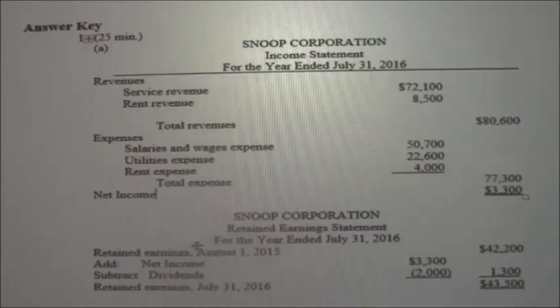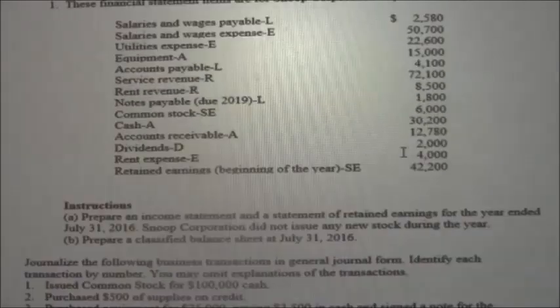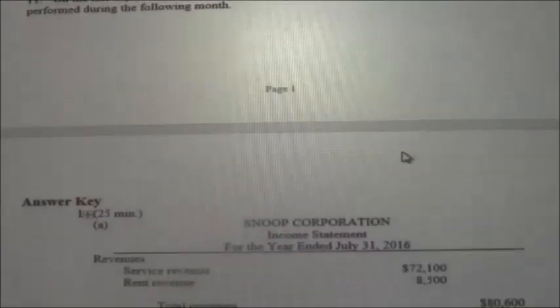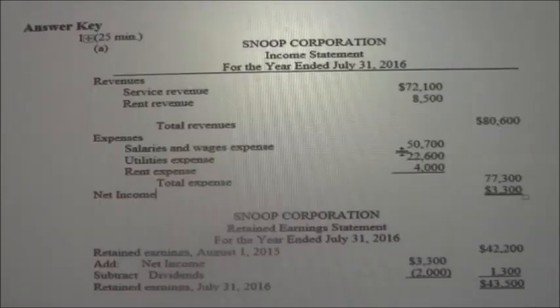There's your retained earnings statement for the year ending. We started out with the 42,200. Remember, that's the beginning. Then we had to bring in the net income of 3,300 as an addition. Because we paid out some dividends, and we got that from up top as your dividend amount, 2,000, we have to subtract the dividends out. This 1,300 is called a net increase because it's positive. So that's a net increase in your retained earnings.